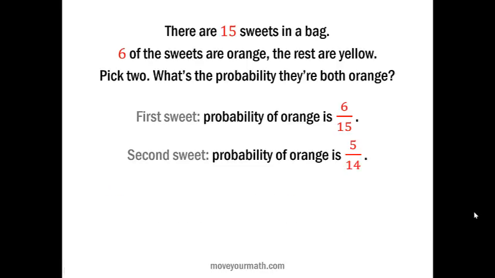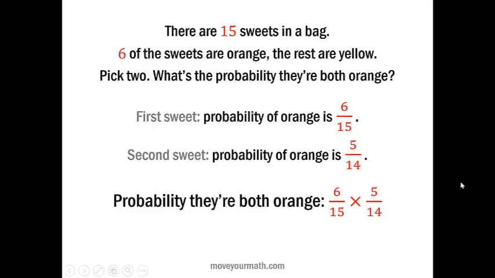So we've got this. And then the probability that the first sweet and the second sweet are orange, you just multiply those together. So the probability they're both orange is just 6 out of 15 times 5 out of 14. And that's the basic theory underpinning this difficult question about Hannah's sweets.